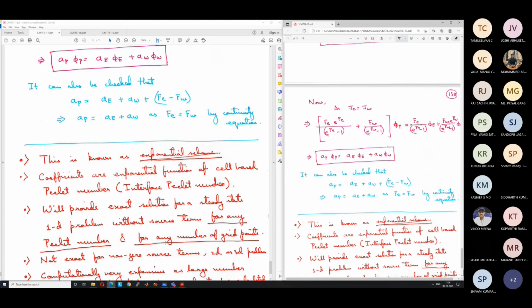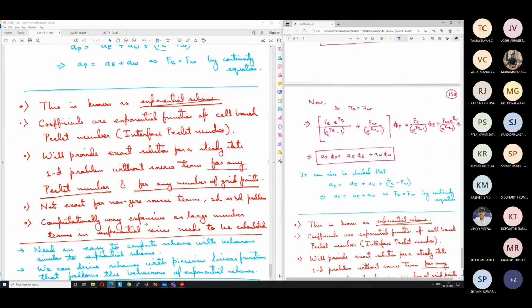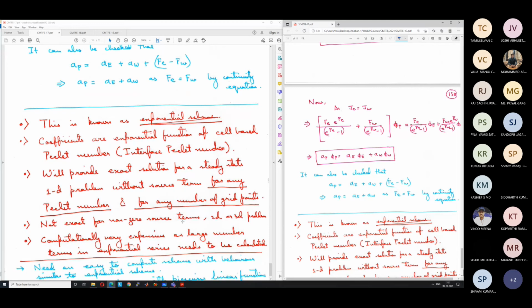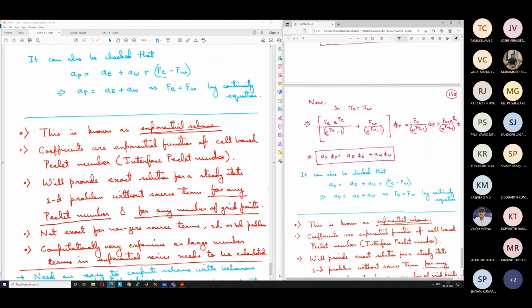Why? Because calculating exponentials is very expensive numerically. For each grid point, you will have to calculate this exponential e to the power Pe and e to the power Pw. So this exponential calculation takes a lot of time on a computer. Okay. So computationally, this is a very expensive scheme, as we need to calculate exponentials.